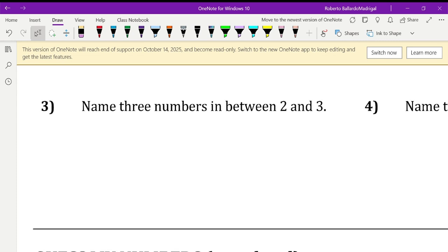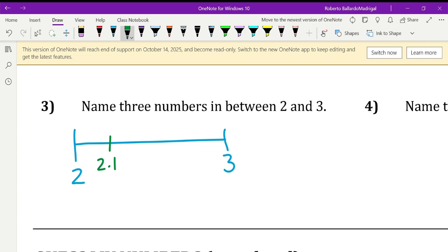Name 3 numbers between 2 and 3. So imagine that there's a number line, and we have 2 right here and 3 right here. Then what are 3 numbers that I can come up with between 2 and 3? Give me one of them. Raise your hand. What's one of them? Isabel. 2.1. What's another number that I can... Go ahead, Maddie. 2.2. One other number. Vanessa. 2.3.